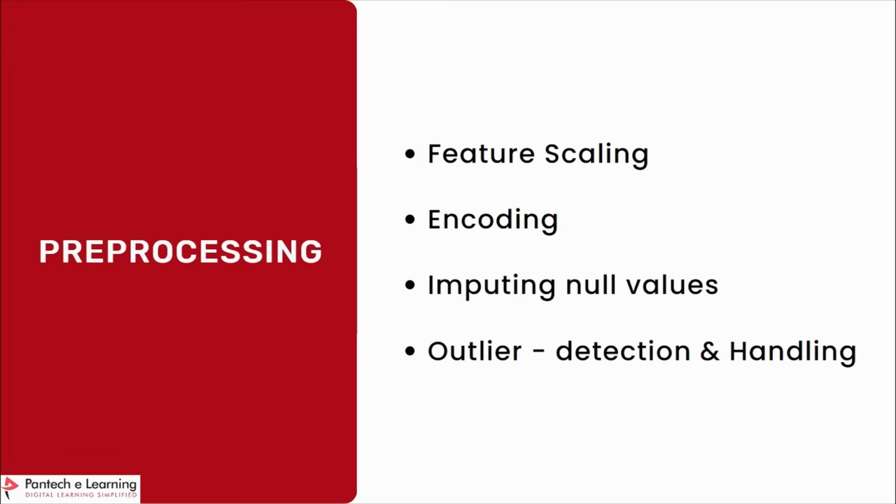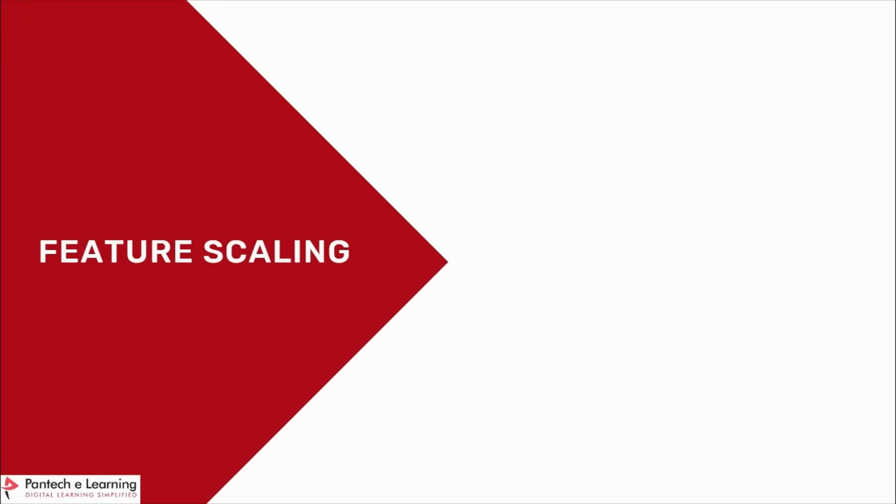So in this session we will be seeing feature scaling and encoding, and in the next session we'll be having imputing null values and outlier detection and handling. So let's get started. Starting with feature scaling. Okay, feature scaling. So what is it, feature scaling, and why is it important?